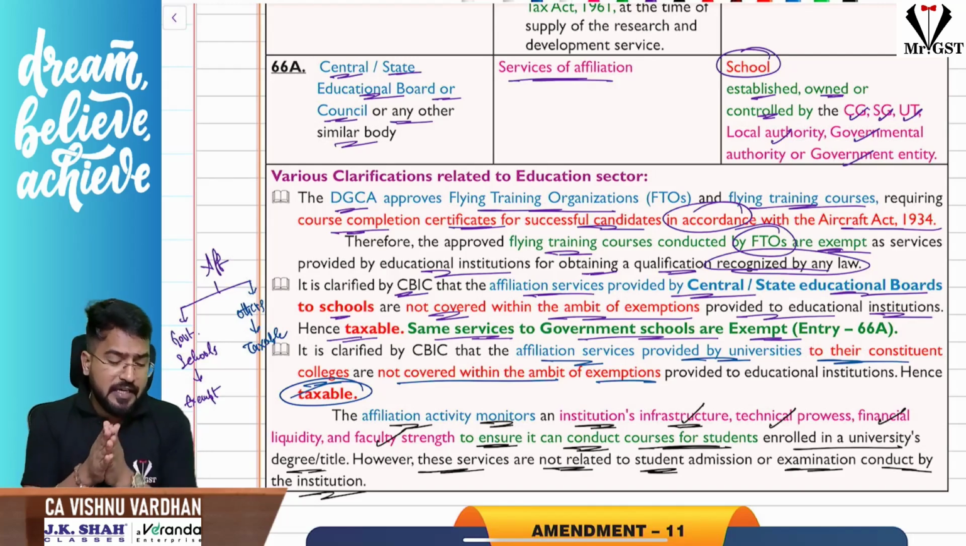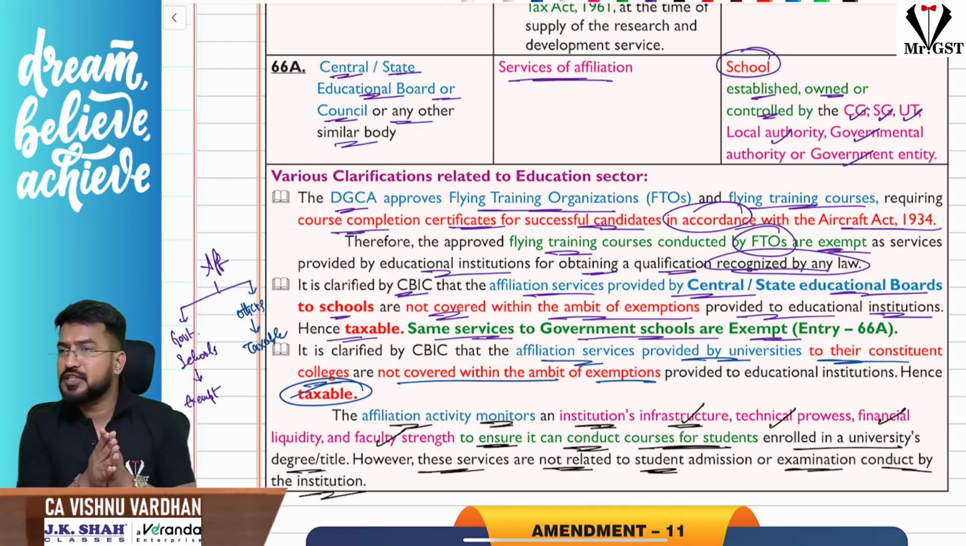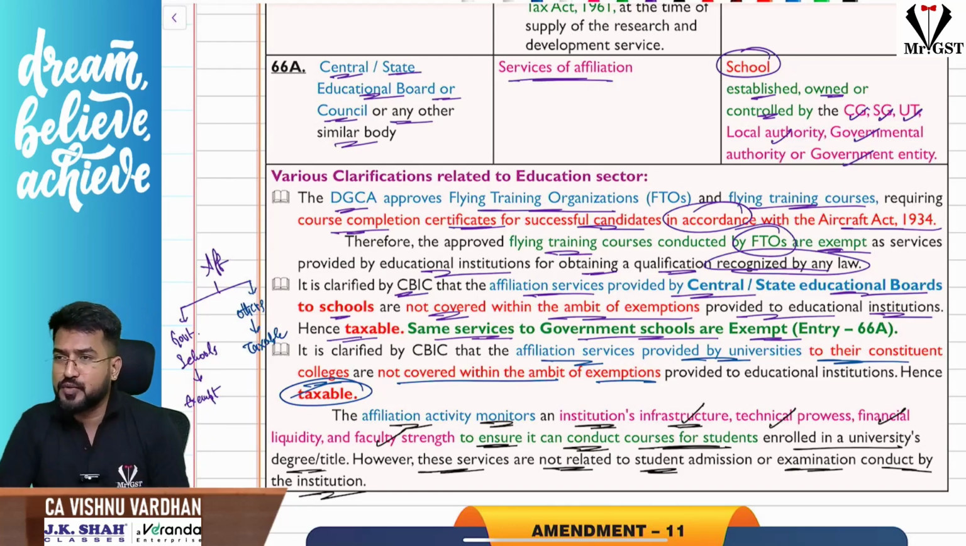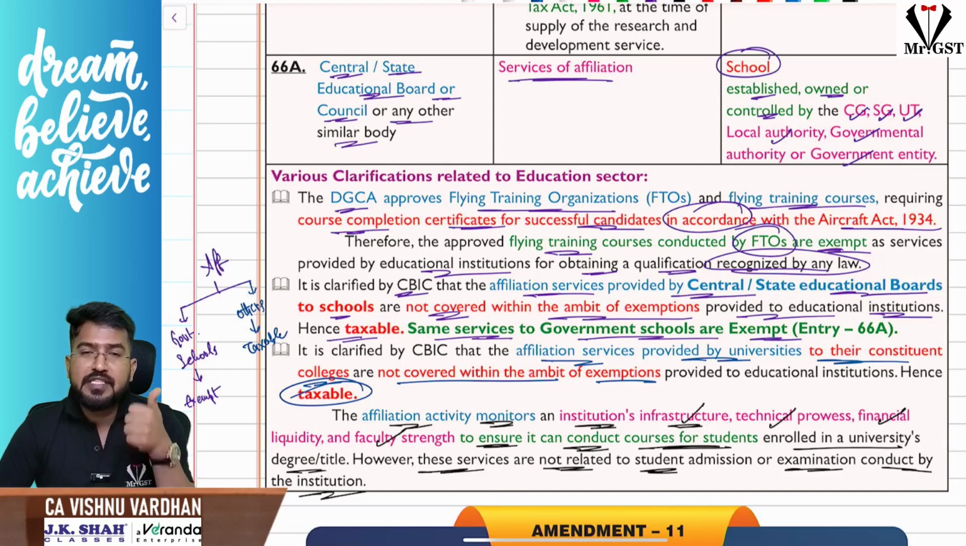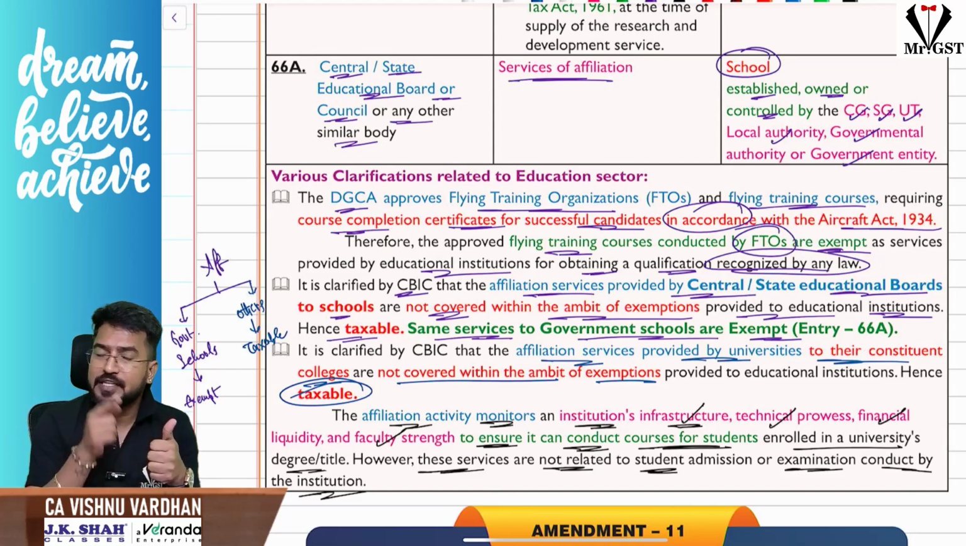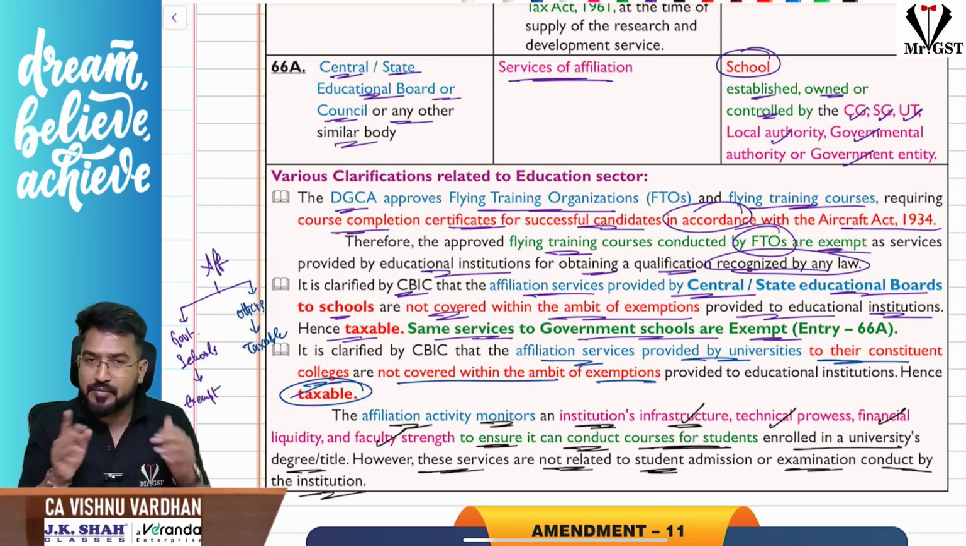The next one is regarding the central and state educational boards providing affiliation to various schools. Understand there is an exemption, and regarding that there are clarifications. First of all, what is the new exemption now? The central or state educational boards providing affiliation to the government schools are exempt under GST. And there was a clarification: is it exempt only for government schools? Yes, it is exempt only for government schools.